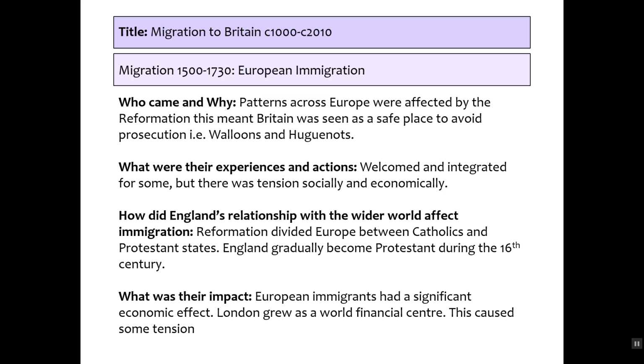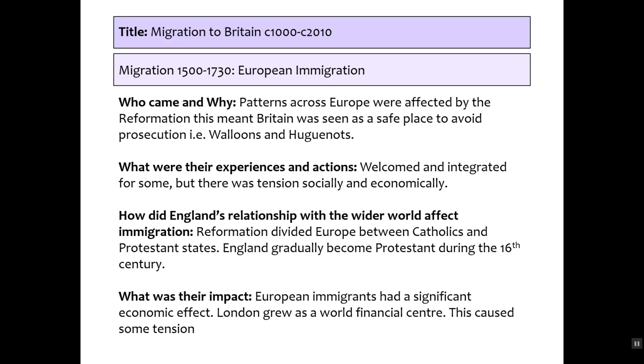And of course that means that many people come to Britain as it's a safe place. There's Catholic persecution of Protestants, and so we get people like the Walloons and the Huguenots coming there. Their experience was initially welcomed and integrated, but again there was some tension and increased tension socially and economically. Impact was significant. European immigrants had a significant impact in this period. London starts to grow as a financial world trade centre. And that's very much due to the groups that come.